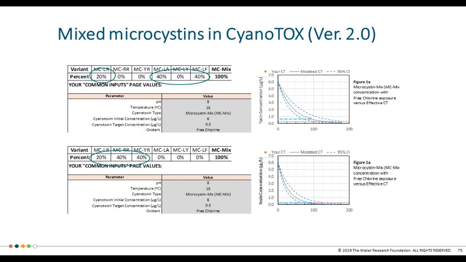What about mixtures? Well, not all microcystins are oxidized at the same rate. If this were a mixture of LA, LY, and LF, we see the removal that we get there indicated by the blue line. What if we had a mixture of LR, RR, and YR, which are removed more quickly? We get a much better removal. So CyanoTOX allows you to look at that.